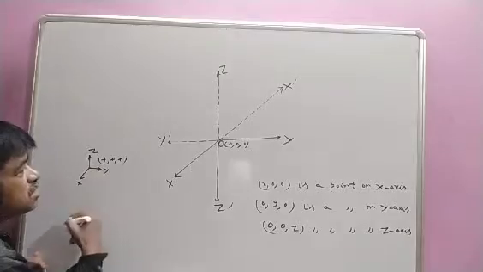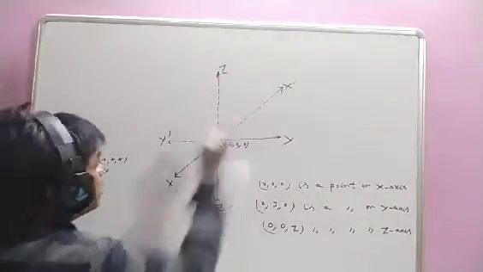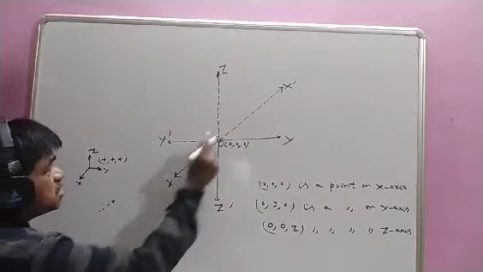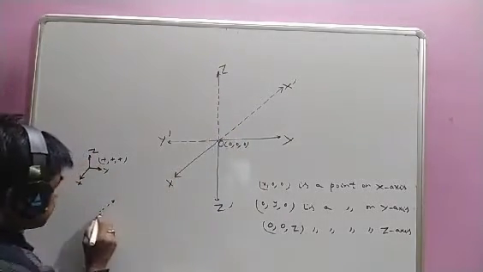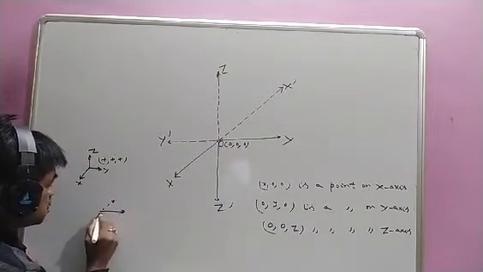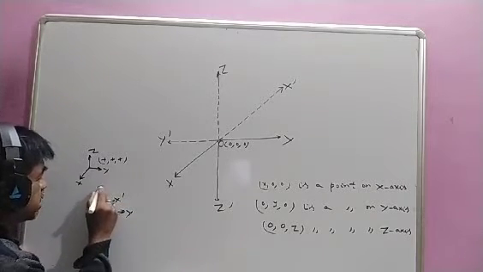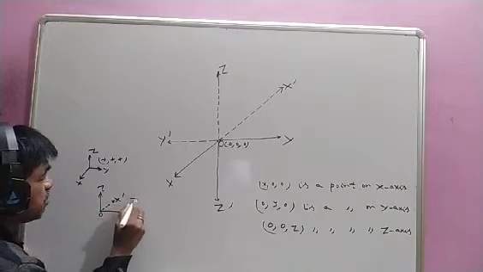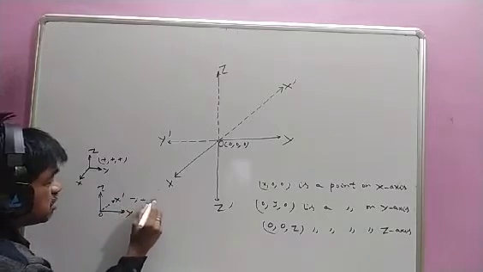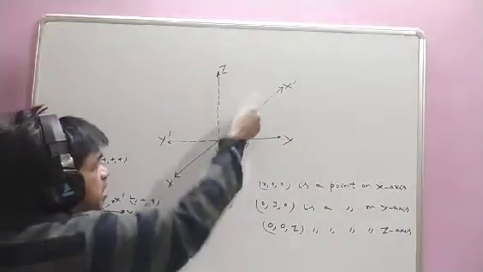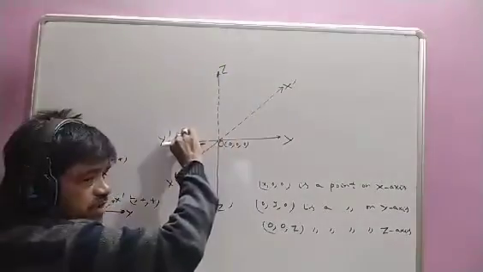Then you may take x negative. If you take x negative, it will be this way. This one is x dash, this is y, and this is z. So here the sign is what? x negative, y positive, z positive. You see, this side x positive, so this side x negative, this side y positive, this side y negative.